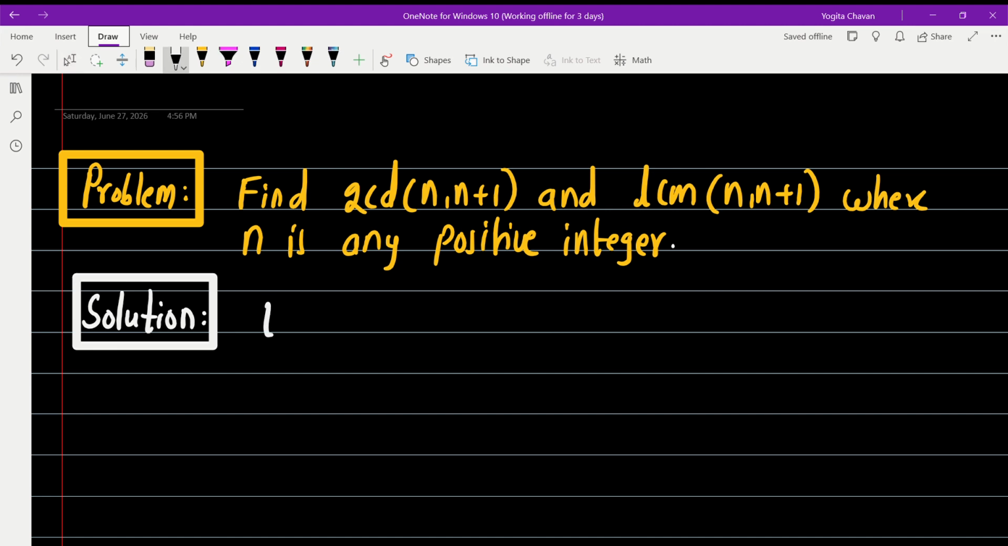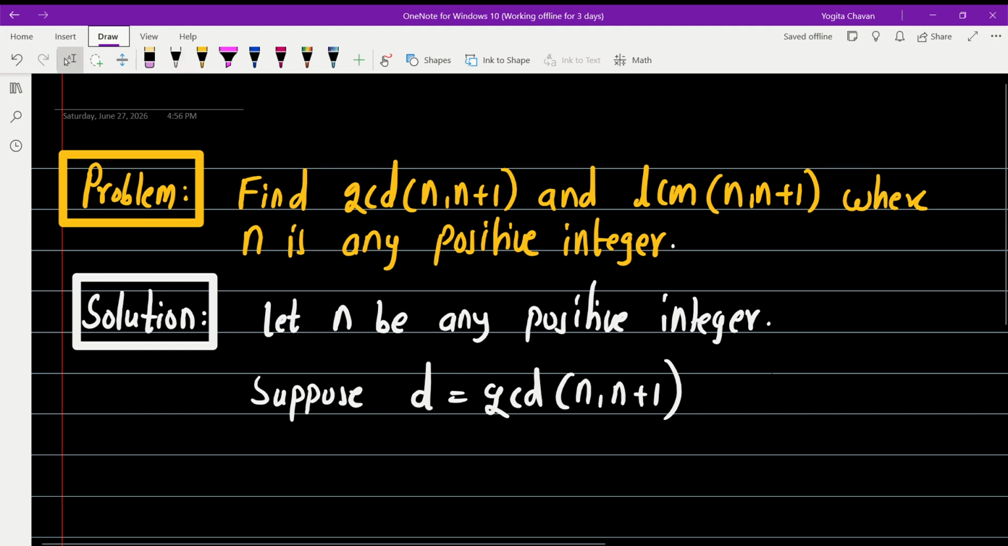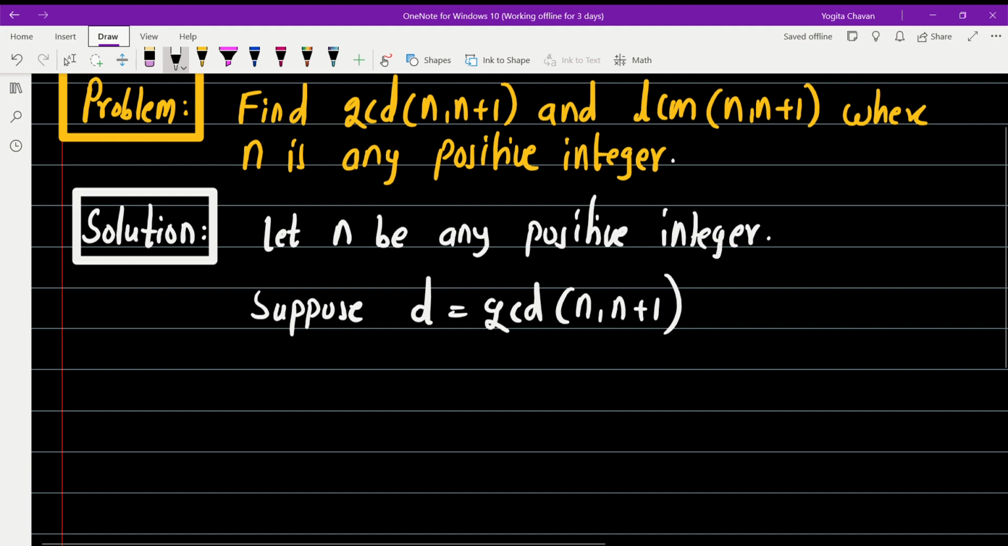So let n be any positive integer. And suppose D is equal to greatest common divisor of n and n plus 1. That is, D is GCD of n and n plus 1. So by definition of GCD, D is greatest common divisor. So D is also a common divisor of n and n plus 1.